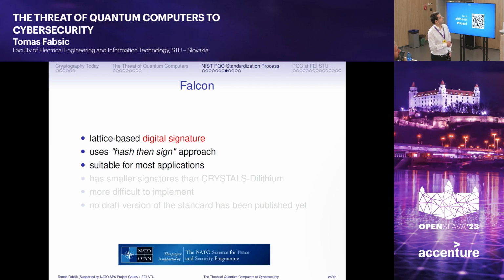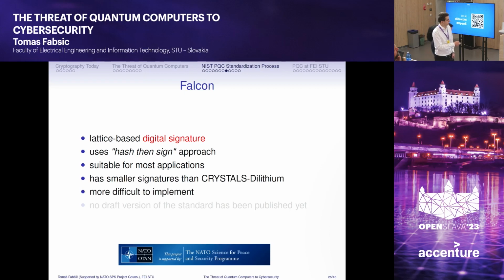So, as I said, Crystal Dilithium is not the only digital signature that NIST decided to standardize. There are 2 more. One is called Falcon. It is again lattice-based, but it uses a different paradigm than Crystal Kyber. I said that Crystal Dilithium is based on the Fiat-Shamir transform. Falcon uses the hash-and-sign approach, which is also the approach RSA uses. Again, NIST finds its parameters very reasonable and suitable for most applications. It has even smaller signatures than Crystal Dilithium.